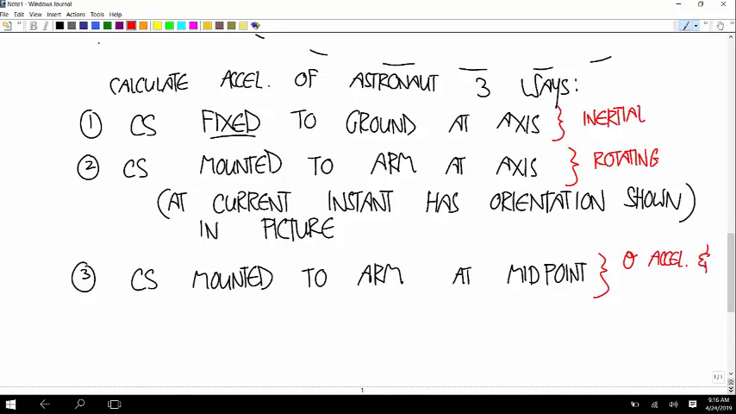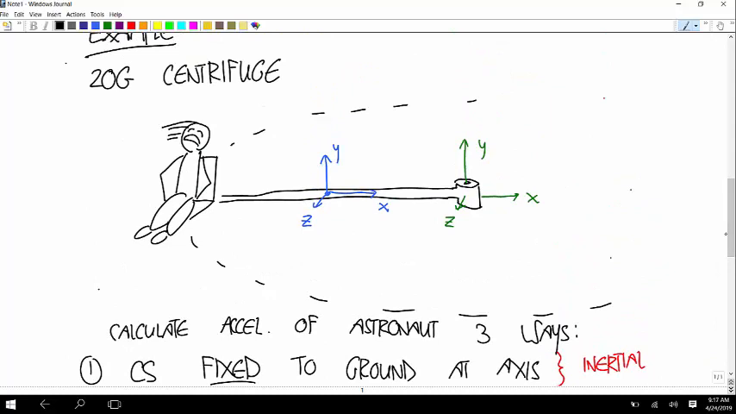So the origin is accelerating and the coordinate system is rotating. So we're going to have to deal with both of those two. We're going to have to correct for both of those two problems to get the true acceleration. And the length of the arm, this distance is 5 meters. And I think I used 2 seconds for a full revolution.